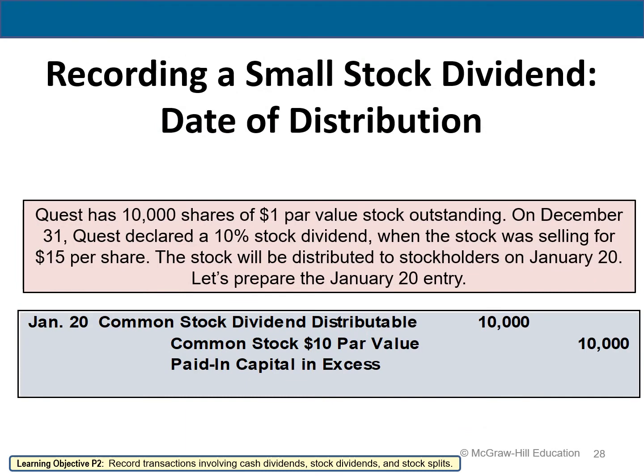All right, so recording a small stock dividend, let's talk about the date of distribution. So we recorded that entry and we put a common stock dividend distributable on our books. Well, on January 20th, when they actually distribute that stock, we're going to reduce our common stock dividend distributable with a debit of $10,000, and we're going to increase our common stock at that date by $10,000 for the par value. So this is no different than if you're paying a cash dividend. It's just rather than your credit being to cash, your credit's going to go to common stock the date that you distribute it. Okay?